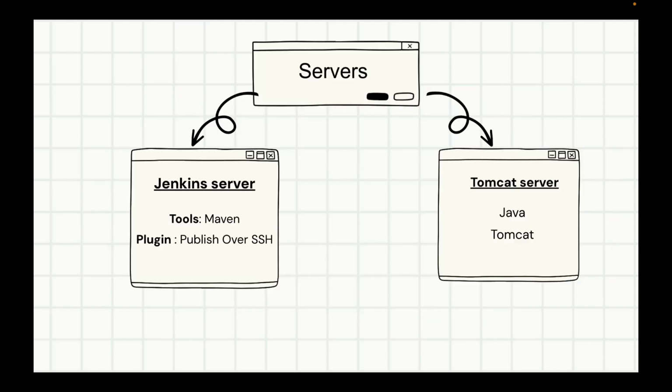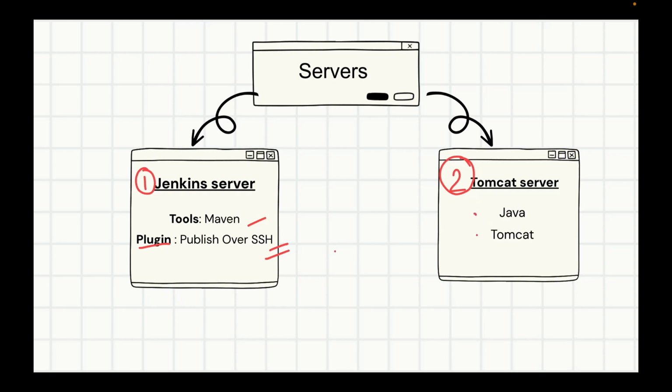Basically, we are going to build two servers for the working. One is your Jenkins server and the second one is your Tomcat server. In the Jenkins server, we will be using the first tool as Maven and the second plugin, this is the important thing out here, we are going to use the publish over SSH plugin. Whereas on the other Tomcat server, we are just going to install Java and Tomcat.